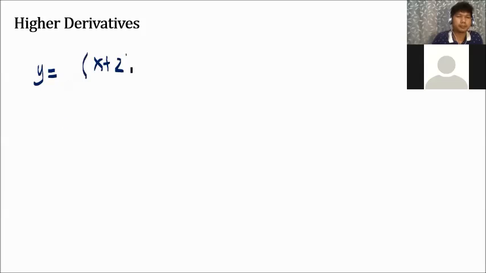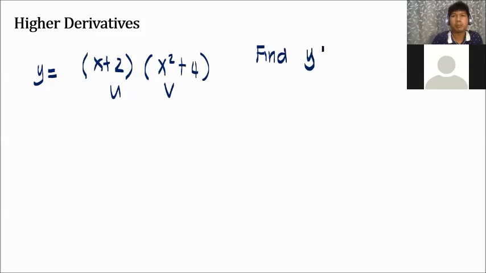So let us just try product rule. Then x squared plus 4. So this is your u, this is your v. Let us try to get the second derivative of this one. Second derivative only. So find y double prime. So that's the second derivative.